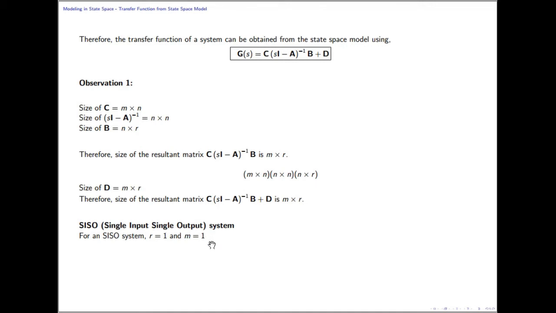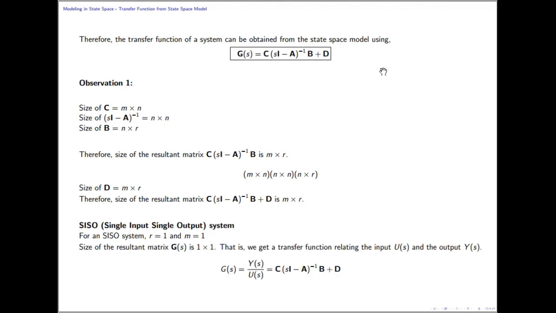So what is going to be the size of G of S? G of S is not a matrix, it is going to be a scalar, or it is a matrix of the size 1 cross 1, because r is 1 and m is 1. The size is m cross r, therefore it is going to be 1 cross 1.